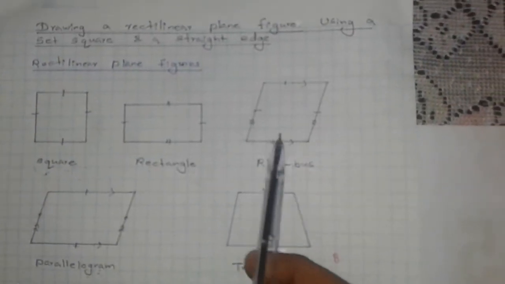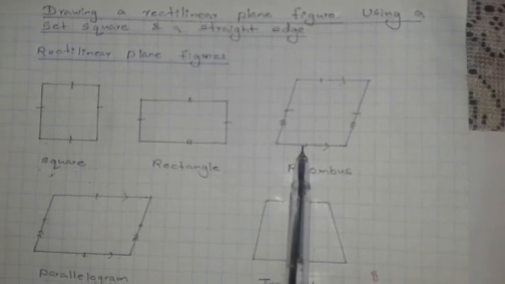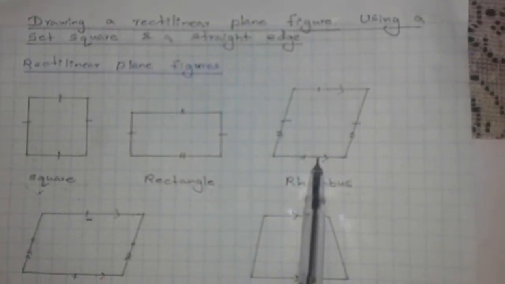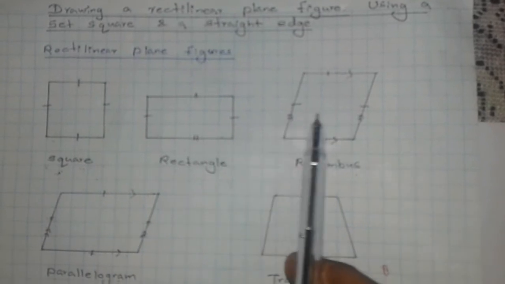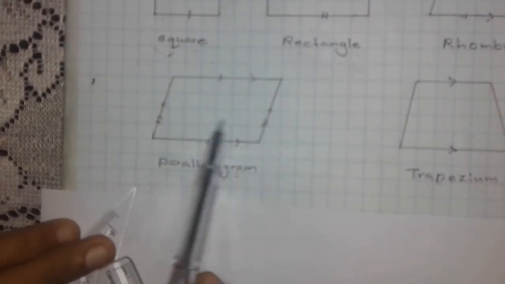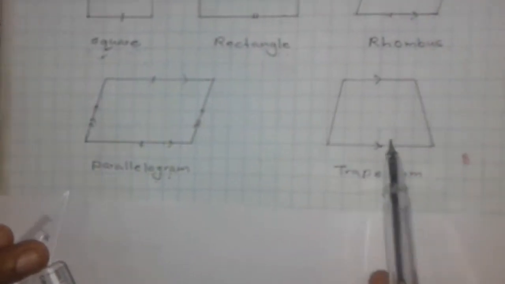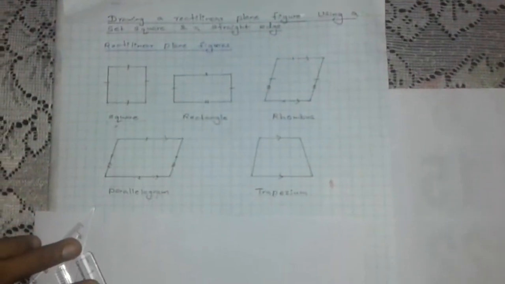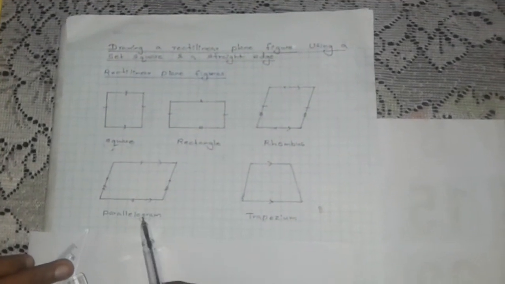What about the rhombus? All sides are equal in length and opposite sides are parallel to each other. What about the parallelogram? Opposite sides are equal in length and also opposite sides are parallel to each other. Trapezium, only one pair of opposite sides is parallel. Those are the properties of these rectilinear plane figures.